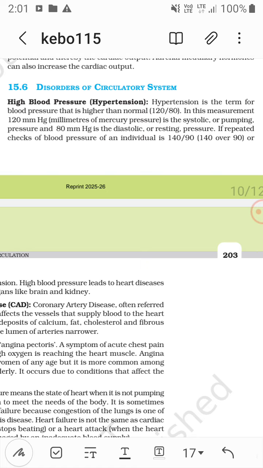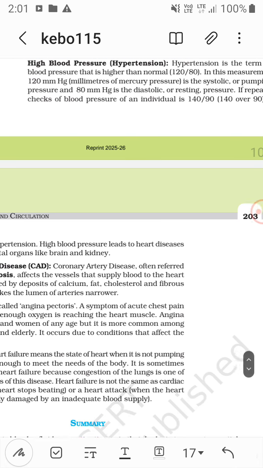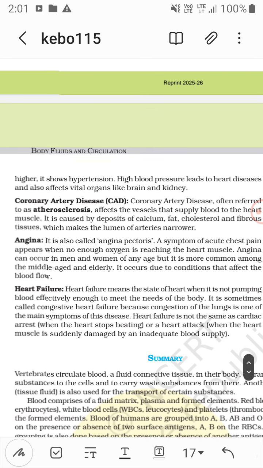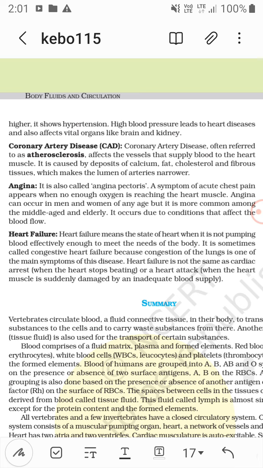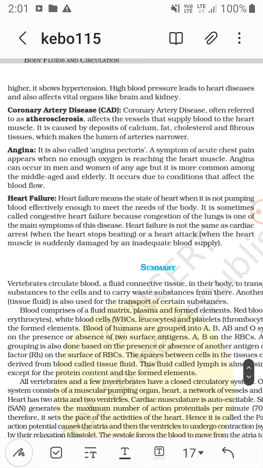If repeated checks of blood pressure of an individual is 140 over 90, that is 140 over 90 or higher, then it's hypertension. Okay, now it leads to heart diseases. It affects the brain and kidney.